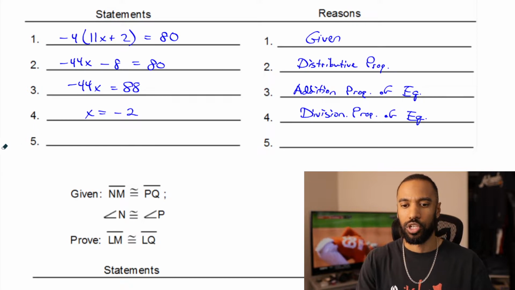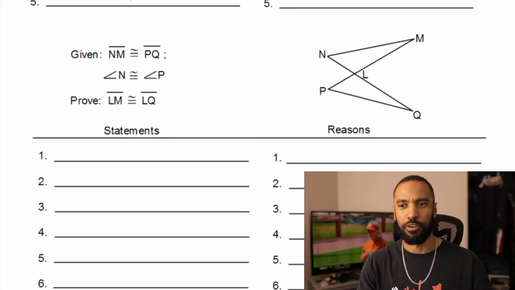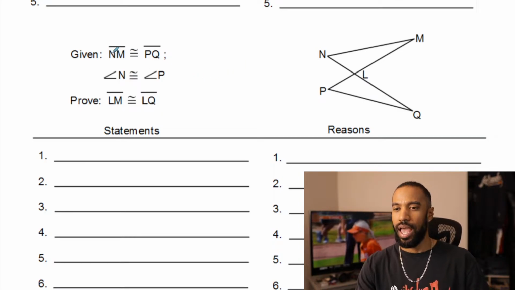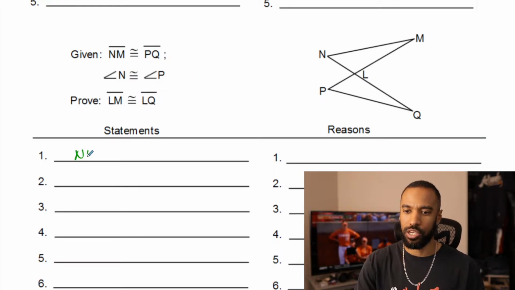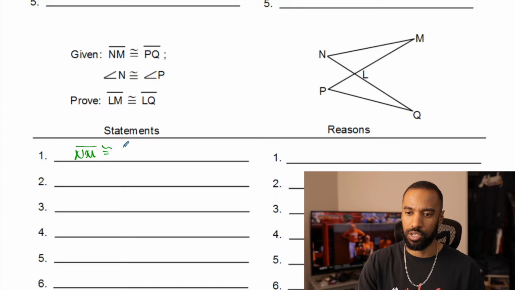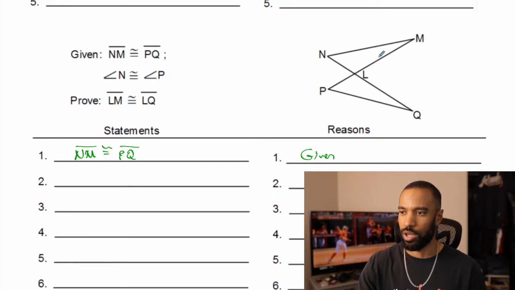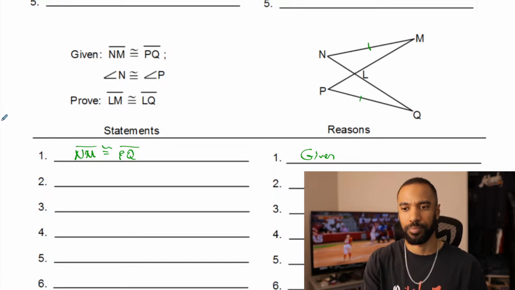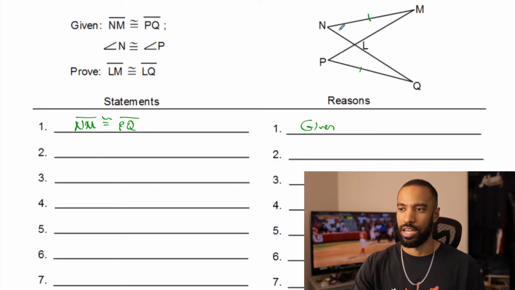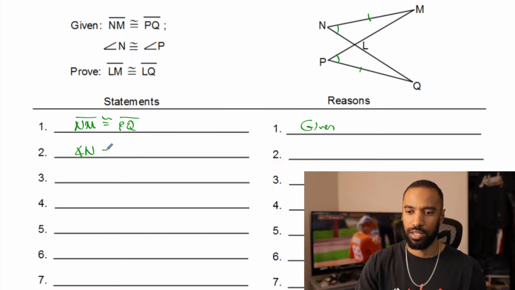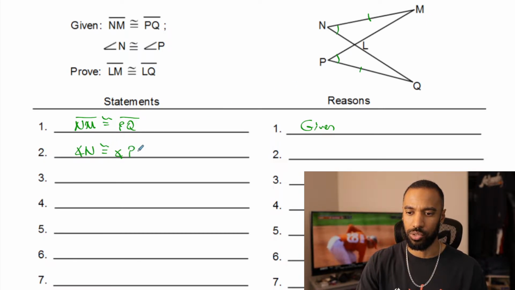Okay, let's go to another triangle congruence proof. I think the first page of all these have some sort of proof aspects to them, so let's just look at it. NM is congruent to PQ as segments. That is a given, and let's go ahead and mark that up. It's showing that angle N is congruent to angle P, also given.